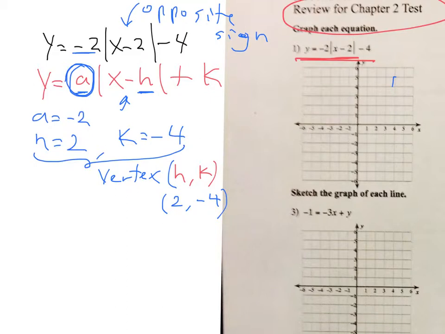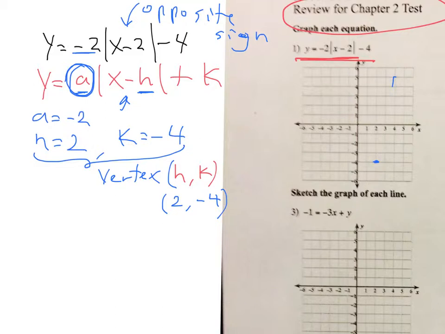Let's do the graph in blue. Let's plot that vertex, 2, -4. I go 2 in x, and then -4 in y, which I'm going down, -1, 2, 3, 4. So right here will be my dot, my vertex, 2, -4.